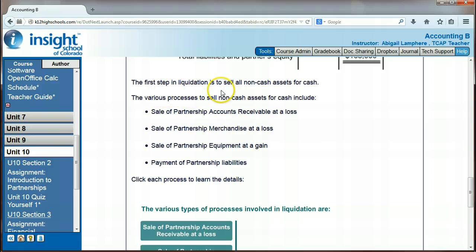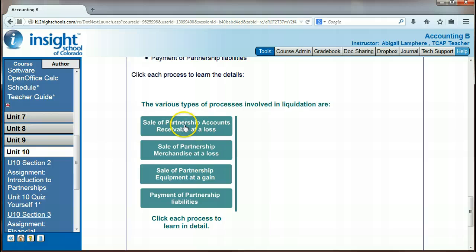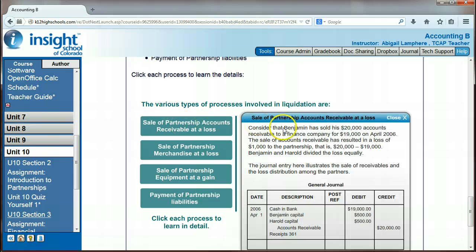The first step in liquidation is to sell all non-cash assets for cash. So like we said, that includes the selling of accounts receivable. It looks like they sold accounts receivable at a loss, sale of partnership merchandise at a loss, and sale of equipment at a gain. So let's look at what these transactions would look like.